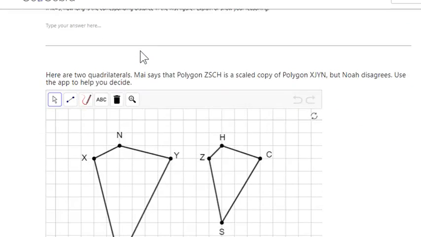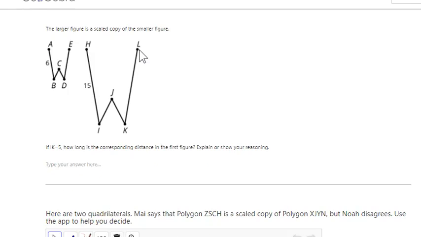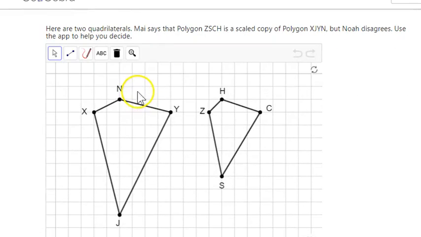So after you scroll down from those, there are 2 parts with that W. We did kind of one of them, so you can skip the second part on that. When you talk about 2 quadrilaterals here, May says that ZSCH is a scaled copy of XJYN, but Noah disagrees. Why? Why not? Are they?